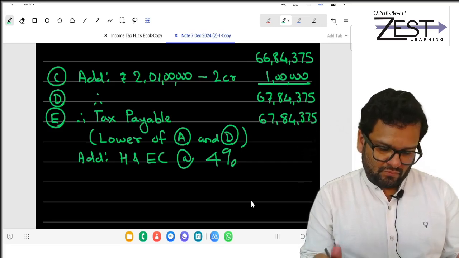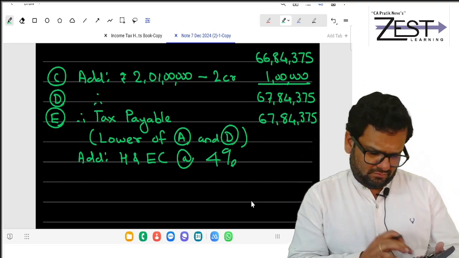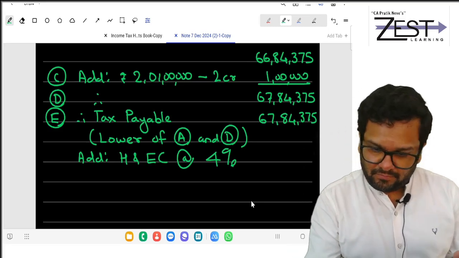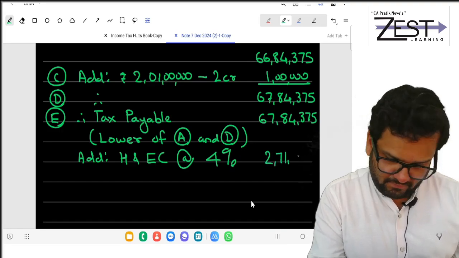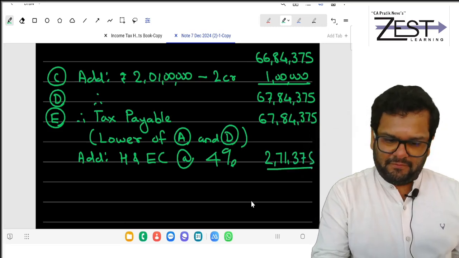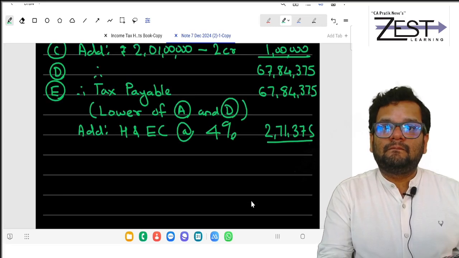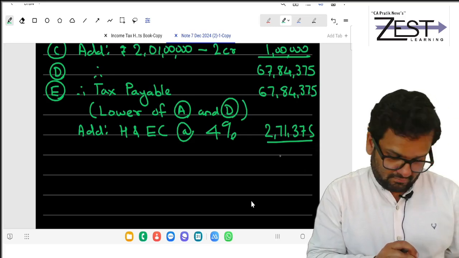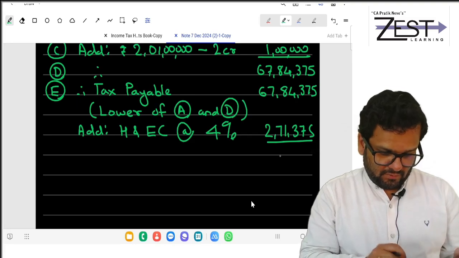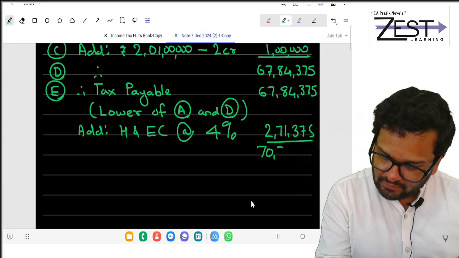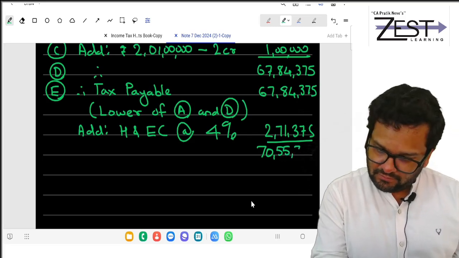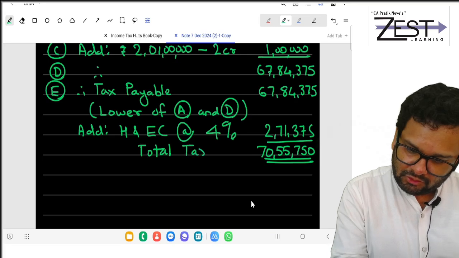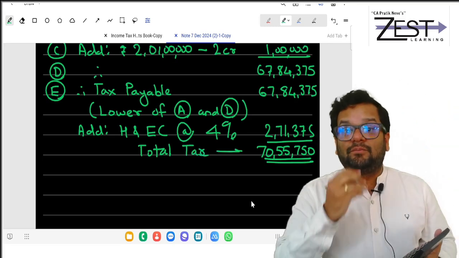2 lakh 71,375. So you're telling me next answer. So are you getting 70 lakh 55,750? This is your total tax. Did you understand?